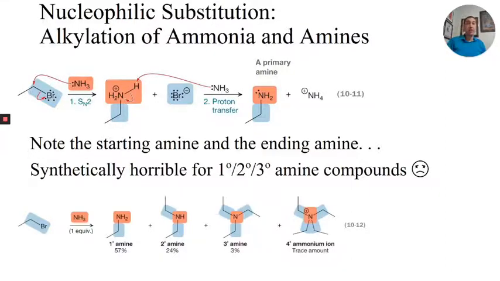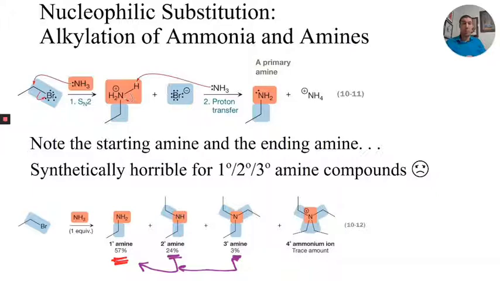So if we try to run this reaction, even with one equivalent of ammonia, what we end up with is this massive difference in products. And that 57% for our primary amine isn't a horrible yield, okay? It's definitely not great, but it's also not horrible. What makes this reaction particularly horrible isn't that that's a 57%, but that this 24% and this 3% have virtually identical chemistry to the primary 57% yield.